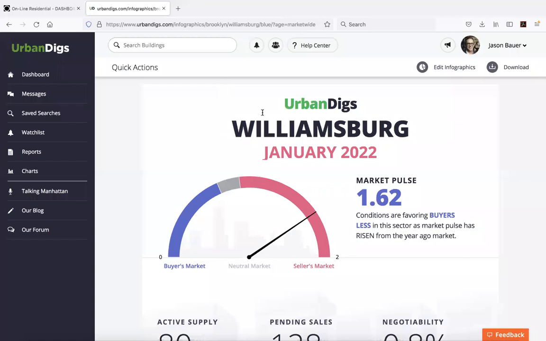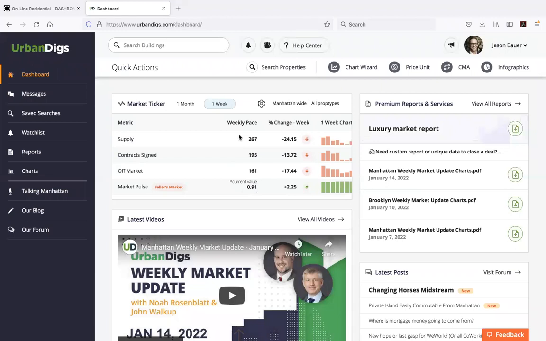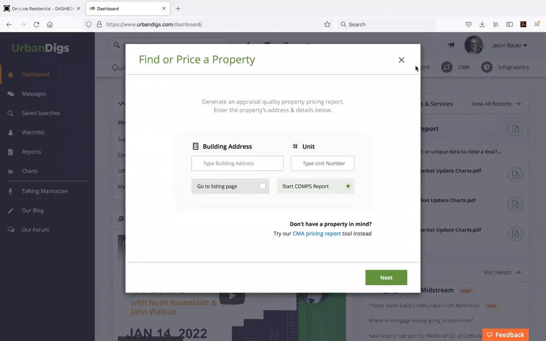So I'm going to go back to Urban Digs, and I just want to show you one more tool that we have in the system, and that's how to price a unit. One of the great things that we can do is look at a building and a property and try to price it based on what's happening on the market, as well as by looking at comps, things that have sold.